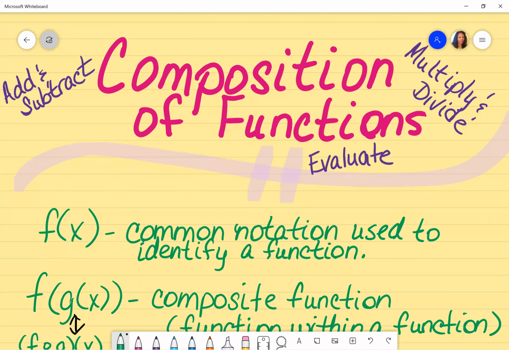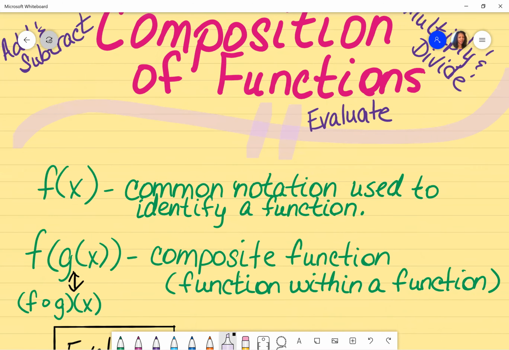I will be discussing composition of functions. I'm going to talk about evaluating and using different operations. So the first thing that I would like to discuss is the notation that's used for identifying a function. Typically it's f of x, but it doesn't have to be f or x. It can be any variables.